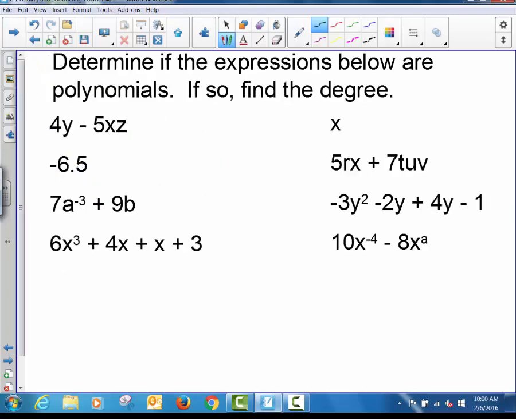Alright, now determine if these expressions below are polynomials, and if they are, find the degree. We'll do the first 4 together, and then you do the second 4 by yourself. So after we do the first 4, pause the video and we'll see how you do.